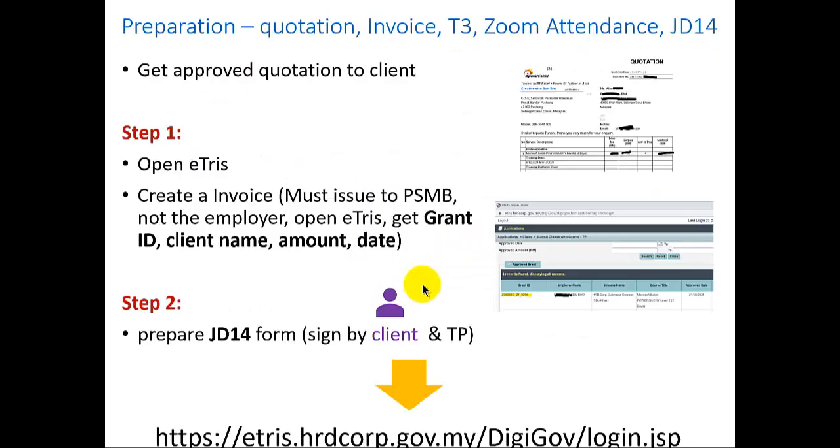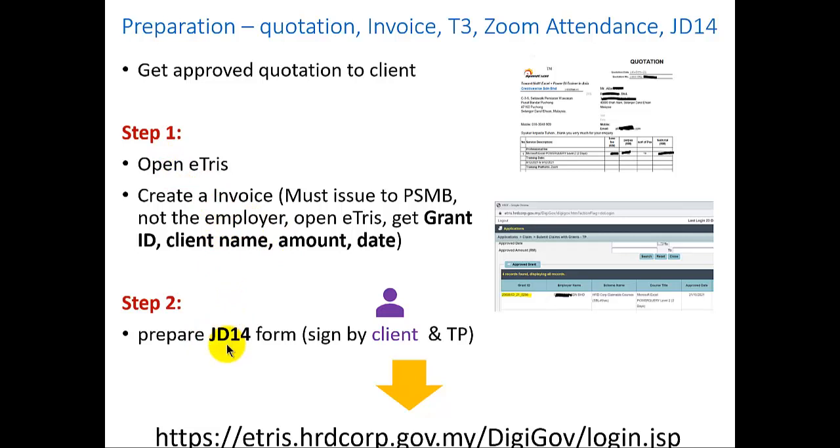Then you need to prepare a quotation. If you already have a quotation, you just need to get approval before you do that. Approve the quotation. Then you open the E3 and create invoices. The invoice must be issued to PSMB, no longer to clients, and you can get it from the E3.